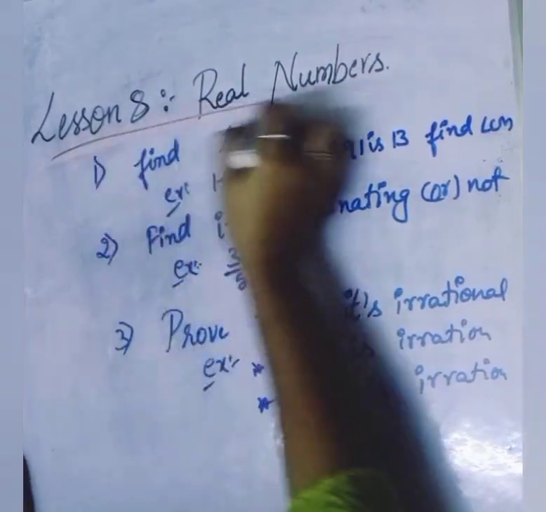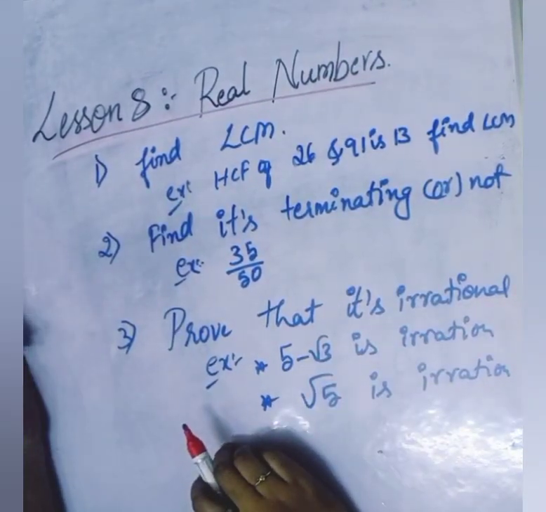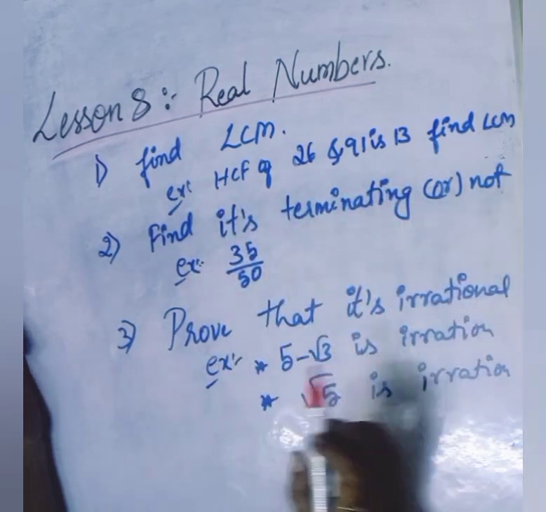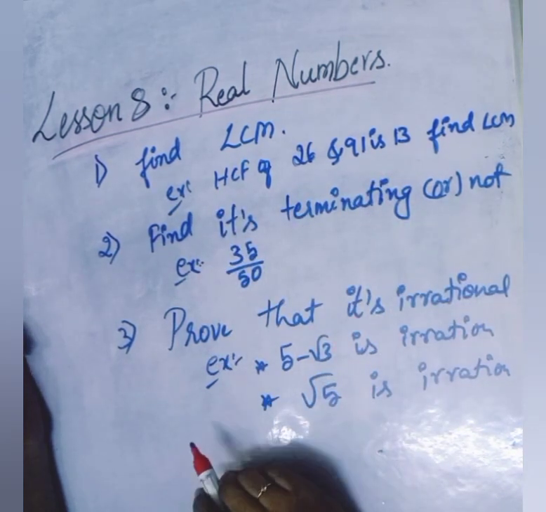Lesson number 8, real numbers. In that, they will ask you to find the LCM. That means they will give the HCF of two numbers, and you need to find the LCM based on the condition HCF into LCM is equal to A into B.